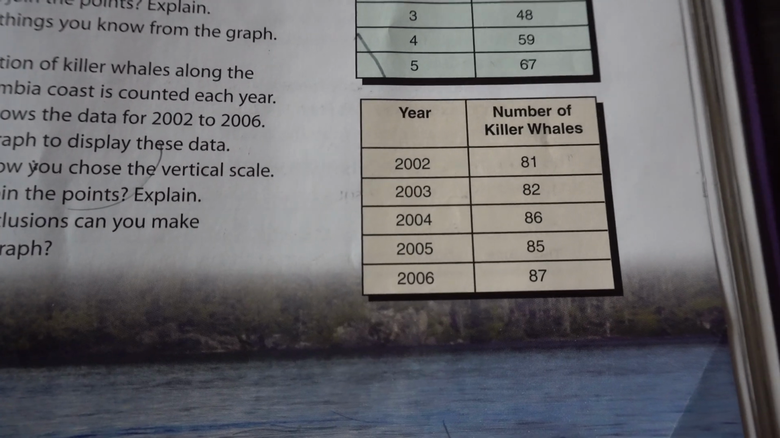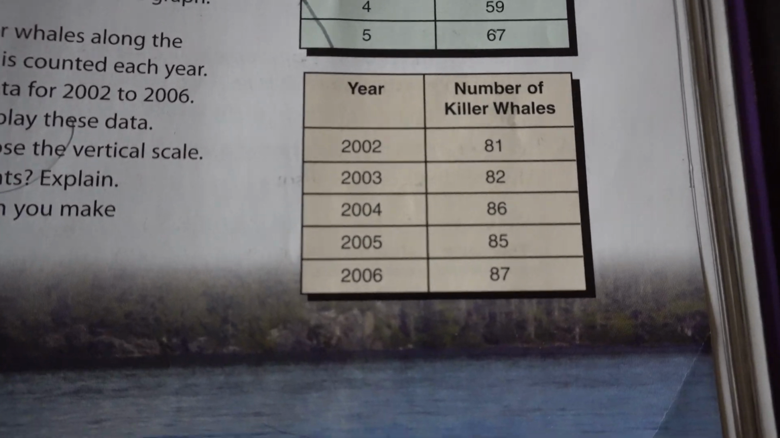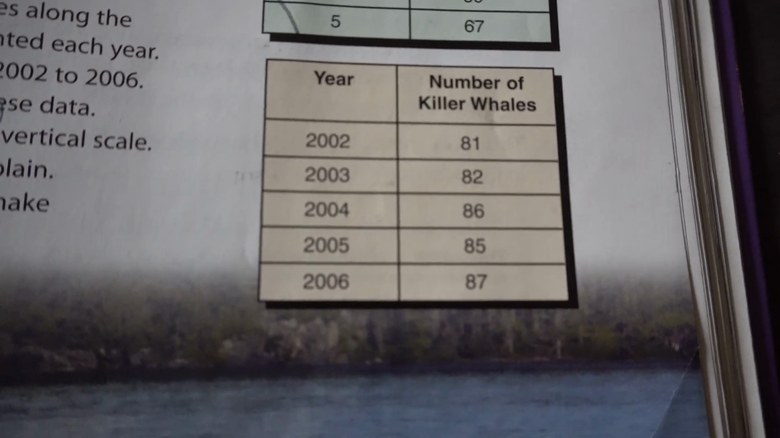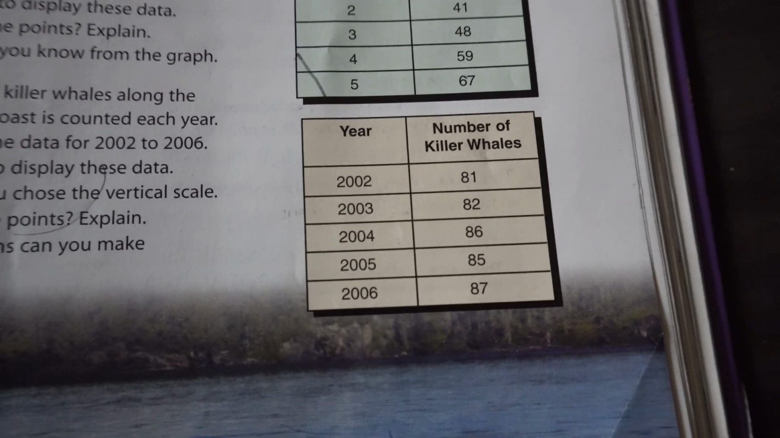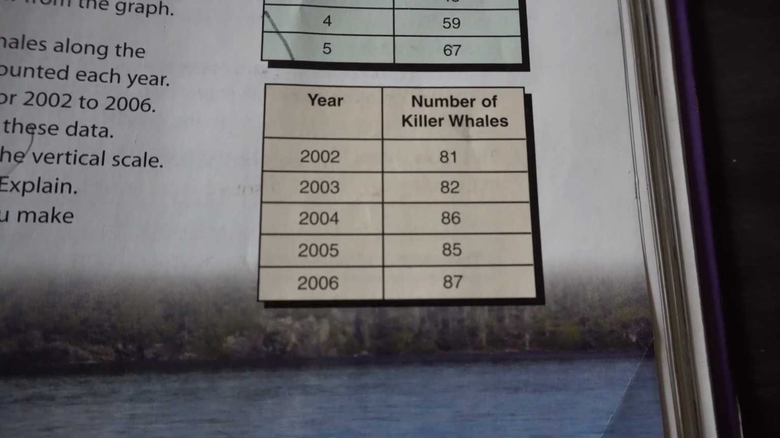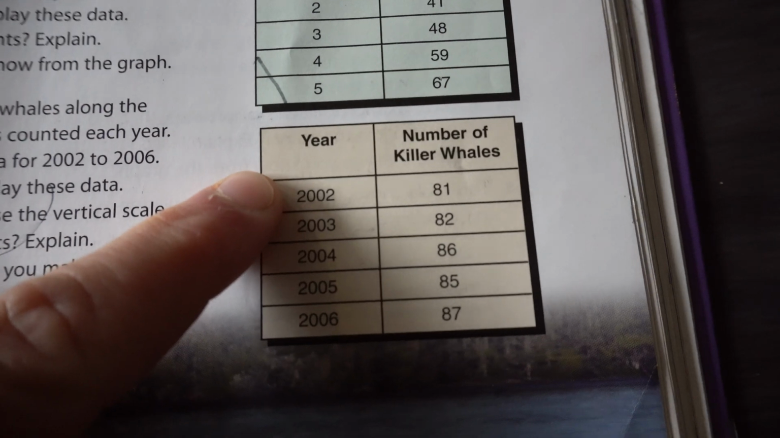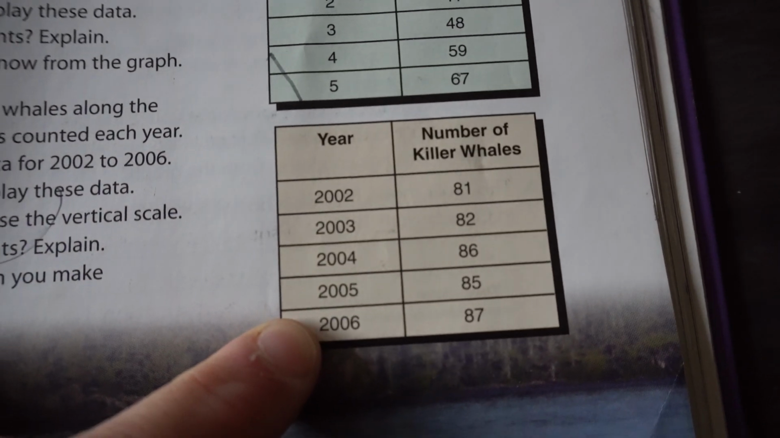So first of all, we'll talk about the data they give us in this table here and why that presents a bit of a problem. What we have here is a chart of the number of killer whales spotted off the coast of BC between the years 2002 and 2006.